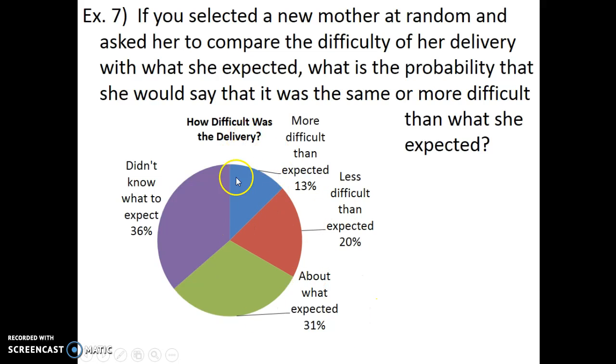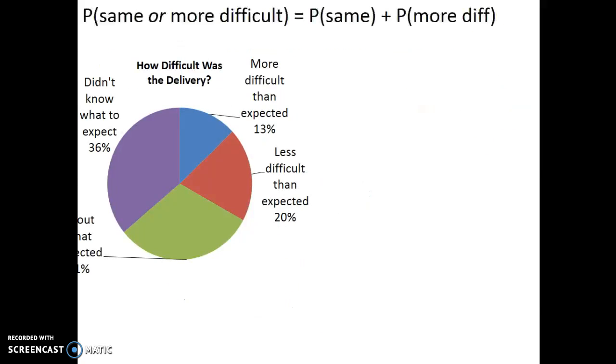So this blue region is more difficult than what she expected. The green here is about the same as what she expected. There is no way to say, oh, that was more difficult, but it was also the same. So it's either or. We don't need to subtract out anybody. Nobody was in both events. So the probability of saying it was the same was 31%. The probability of saying it's more difficult is 13%. So 44% of women said it is either the same or more difficult than what they expected.